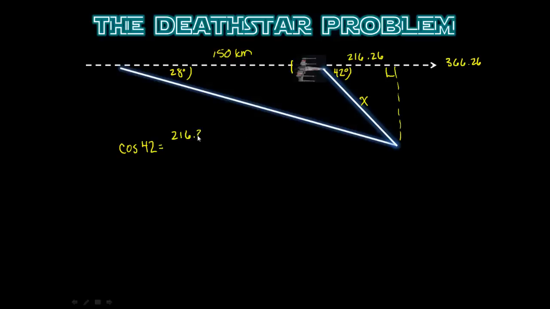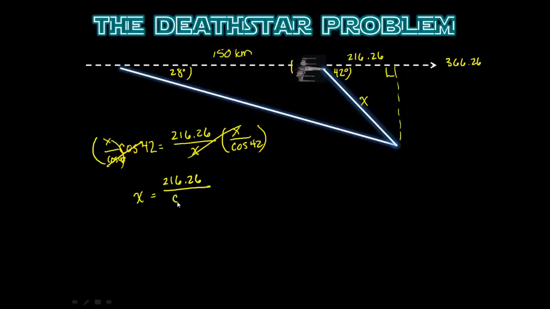So we know the cosine of the angle 42 degrees equals 216.26 over, we're just going to call it x. And we want to solve for x. So we multiply both sides by x and divide both sides by the cosine of 42, because that's going to make them switch places. Those will cancel out, these will cancel out, and it'll leave you with x equals 216.26 over the cosine of 42. If you plug that into your calculator, you'll end up with the answer, 291 kilometers, about. There we go. So your answer is that the distance from his X-Wing fighter to the target is 291 kilometers.